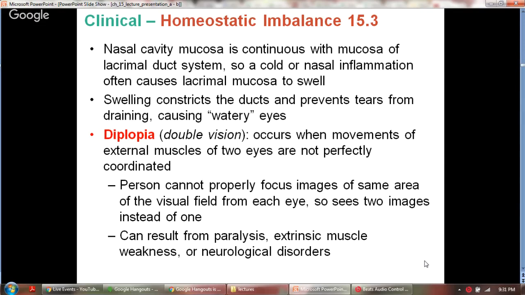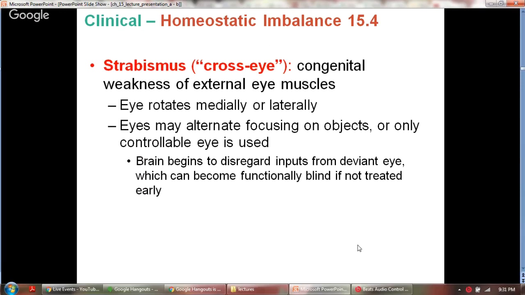Considering the movements, one of the clinical scenarios would be diplopia, which we call double vision, which occurs when movements of the extrinsic muscles of the two eyes are not perfectly coordinated. So the person cannot properly focus images of the same area of the visual field, and so sees two images instead of one, and this could result from paralysis, extrinsic muscle weakness, or certain neurological disorders.